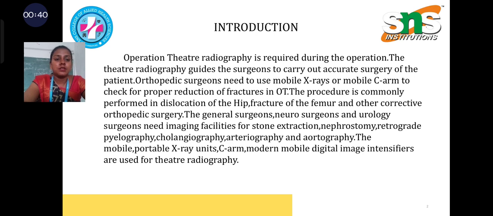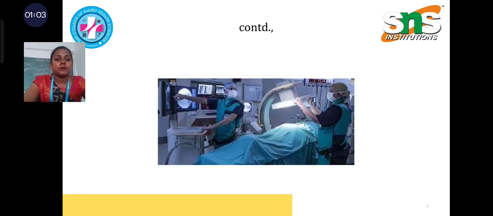The general surgeons, neurosurgeons, and urology surgeons need imaging facilities for stone extraction, nephrostomy, retrograde pyelography, cholangiography, arteriography, and iotography. The mobile, portable X-ray units, C-arm, and modern mobile digital image intensifiers are used for theatre radiography. This is how theatre radiography is performed.